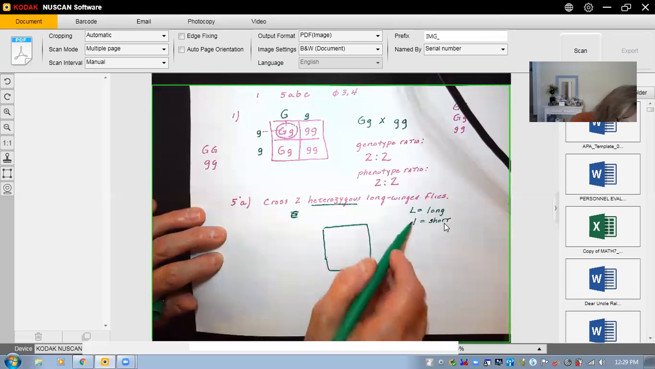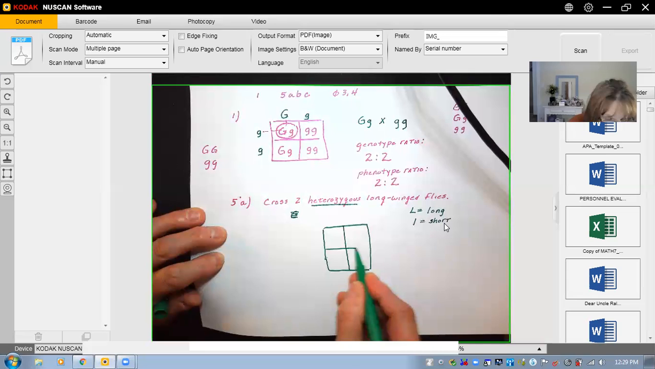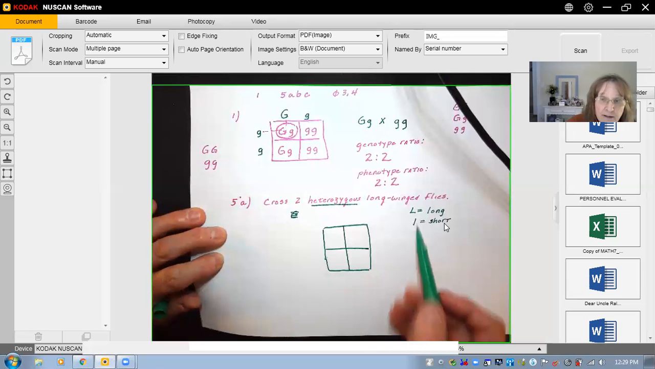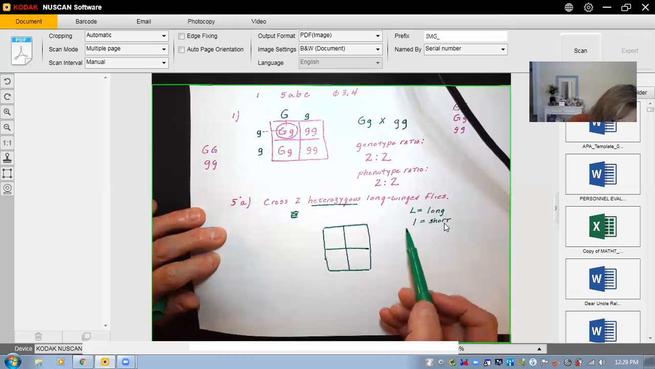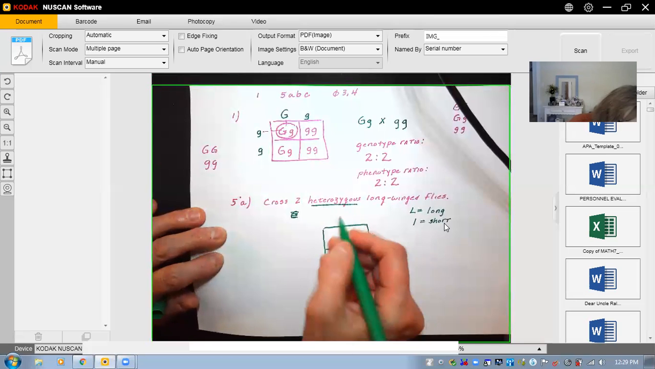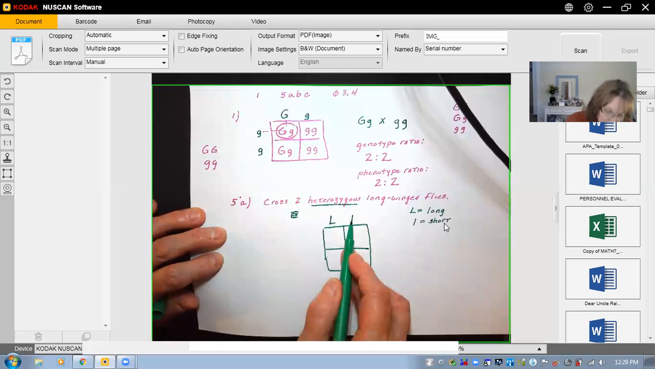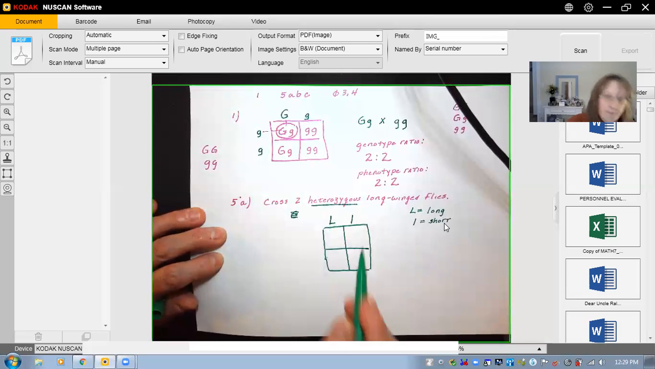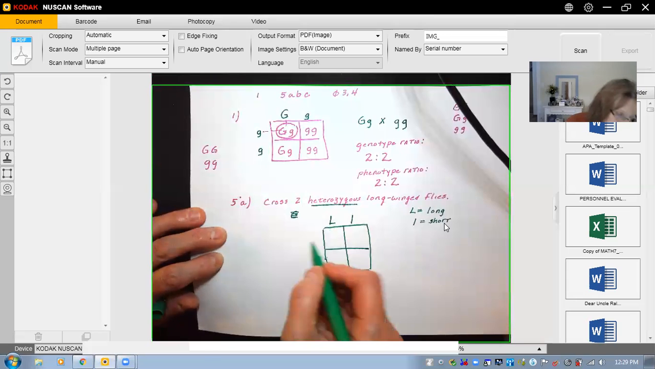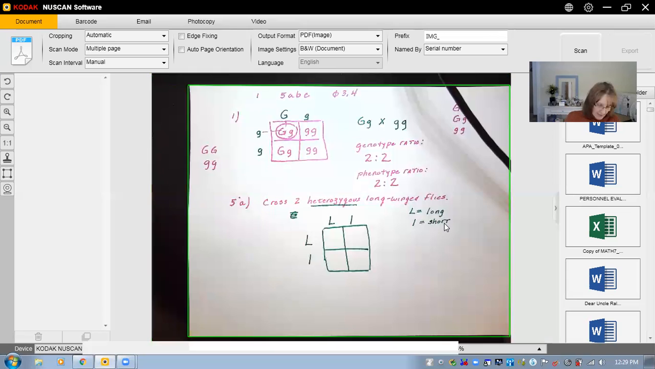Okay, so let's see. I have to cross 2 heterozygous long-winged flies. So the big long wing, they have to have at least one capital L, don't they? But because I know they're heterozygous, I know that we're not going to have both of them being capital letters. It has to be this. That way, this particular mom shows up with long wings, but she is heterozygous. She has a dominant and then a recessive gene. It's just that when I look at it, I do see her being long-winged. And the dad has to be the same thing, they said. So there's our 2 heterozygous long-winged flies.